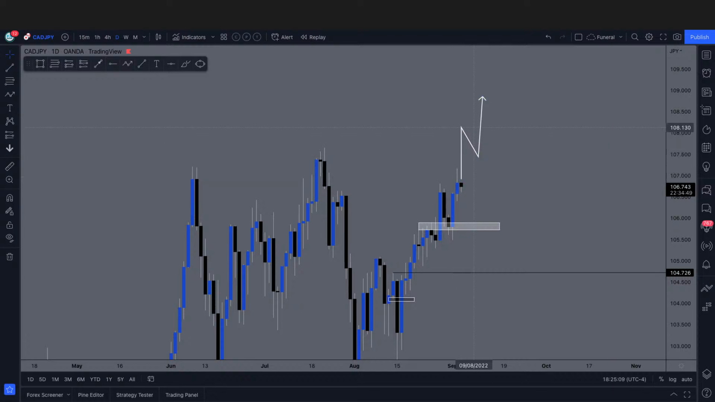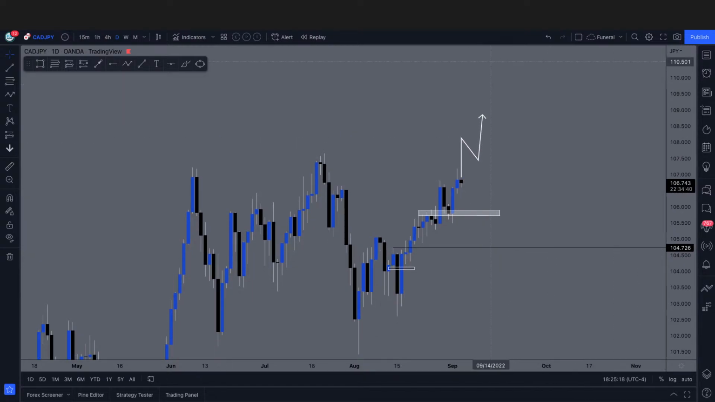And then if we do possibly get another impulse to the upside out of this area, and we do get the perfect retracement that we are looking for, we can look for a possible continuation to the upside on CAD/JPY.